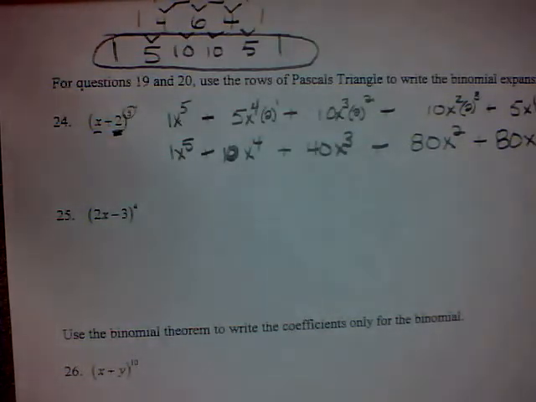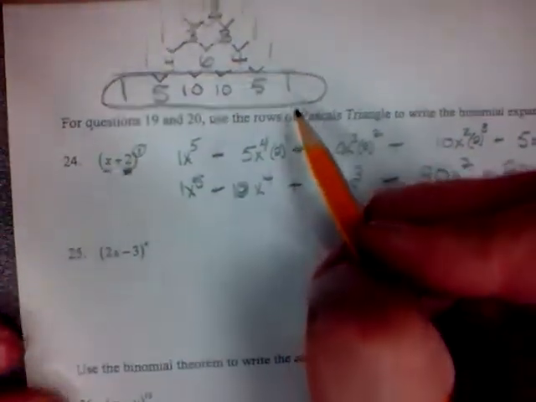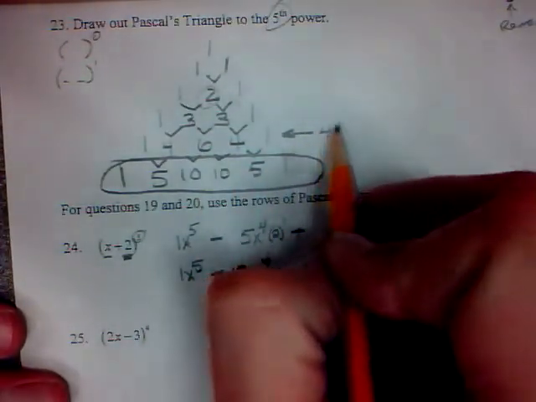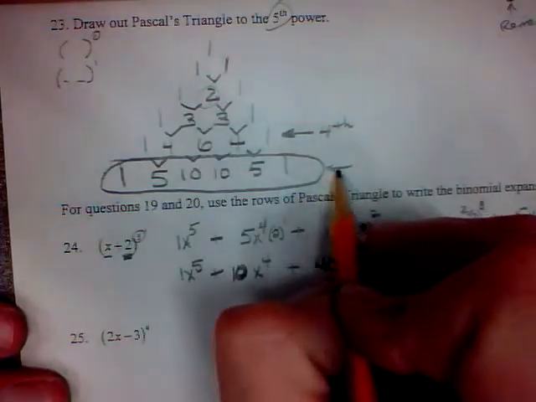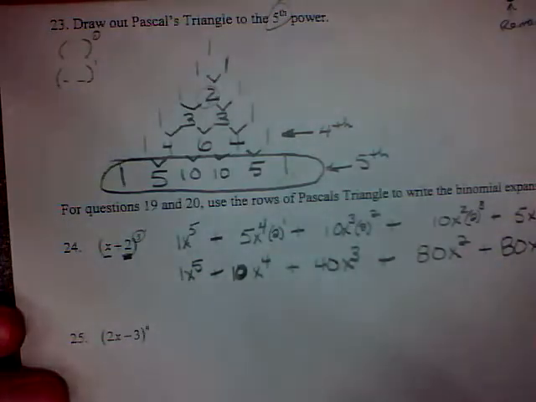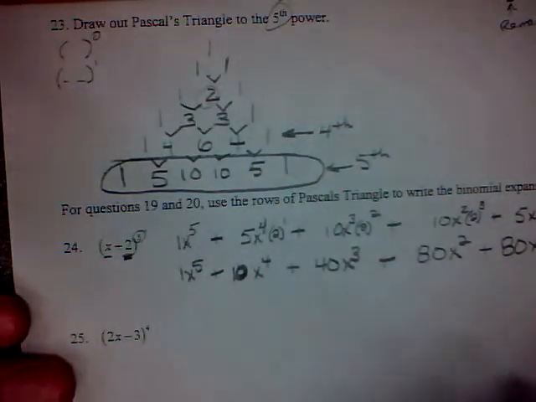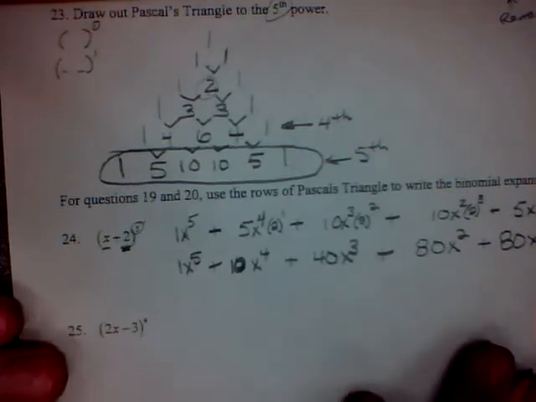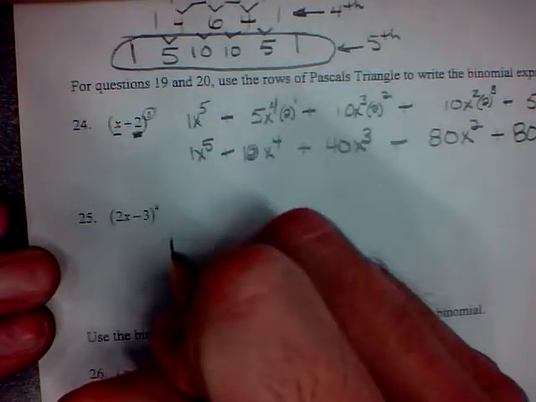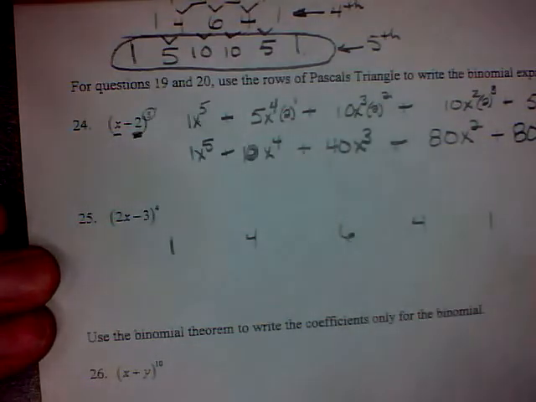We have a binomial here to the fourth power. So from our chart up on question 23, we know this row here is the fourth power, whereas this one was the fifth power. So we use this last row for our previous question. This time we're going to use this row up here, which is a 1, a 4, a 6, a 4, and a 1. So let's write that out here. We've got a 1, a 4, a 6, a 4, and a 1.